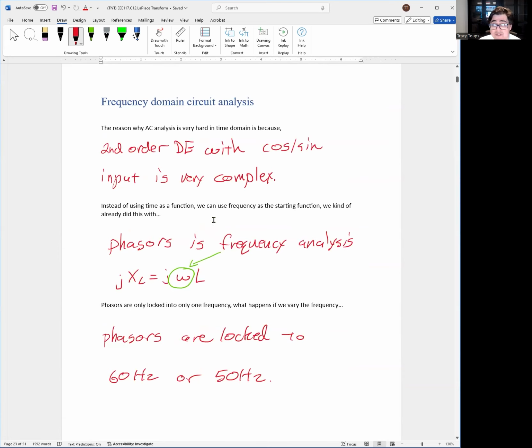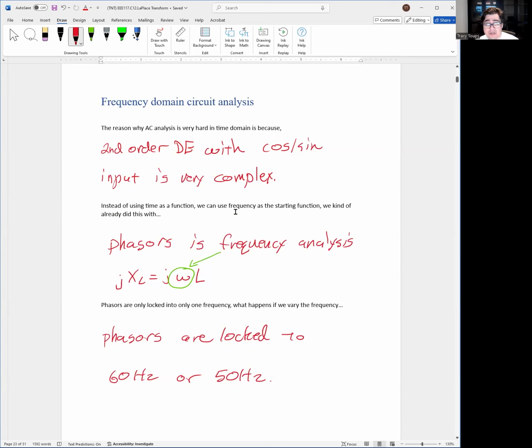One of the big reasons why is we figured out a different type of circuit analysis called frequency domain circuit analysis. So instead of using time as the variable that changes, we use frequency as the variable that changes. The reason AC analysis is very hard is because you have second order differential equations with cosine and sine inputs, very, very complex. Instead of using time domain, we use frequency, and we can start making things easier.